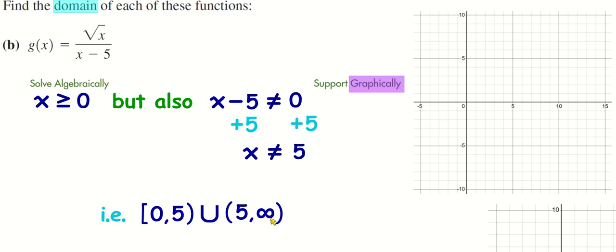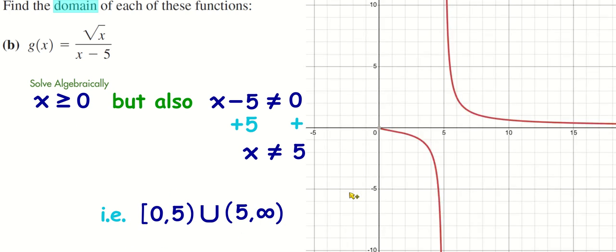And this symbol basically means the union. So it's like the combination or the union of that interval and that interval. It's basically saying literally everything greater than or equal to 0 except 5. 5 is the only number from 0 to infinity, including 0, not allowed. And then the graph shows it, how we can go from 0 and then off to the right forever to infinity, but we're not including 5.